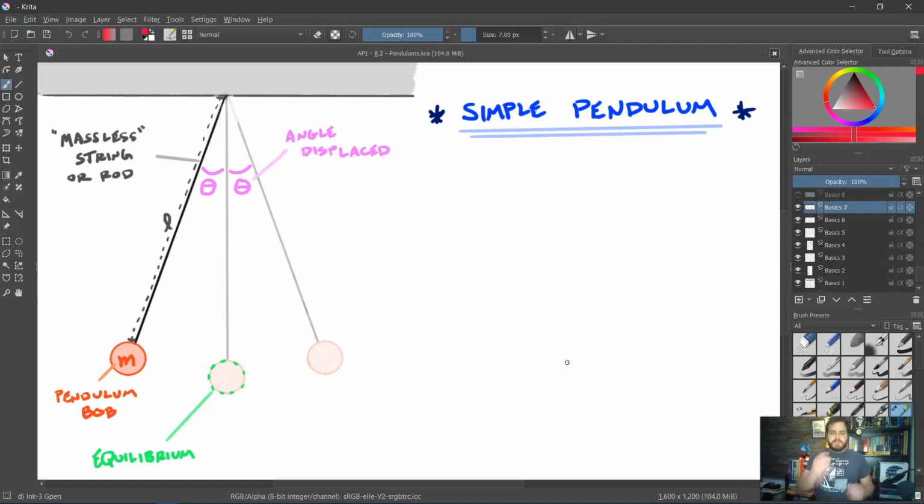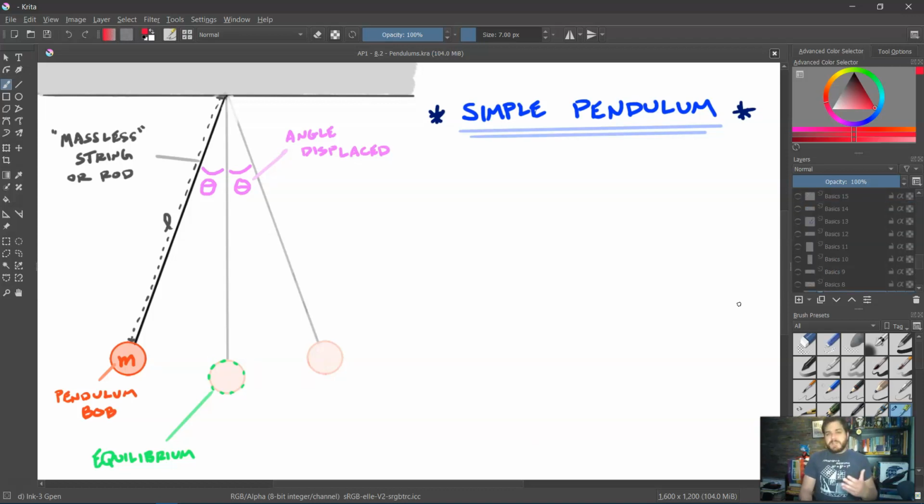It is hanging from a string of length L. I wrote it with a cursive L here so we can make sure it doesn't look like a 1. And this is, we'll say, a massless string or rod, and by that we just mean it has a lot less mass than the bob itself. So all the mass is concentrated at the end, not throughout. We've displaced it by some angle theta, and it's going to swing to that angle theta on the opposite side. And additionally, we call this position at the bottom the equilibrium position.